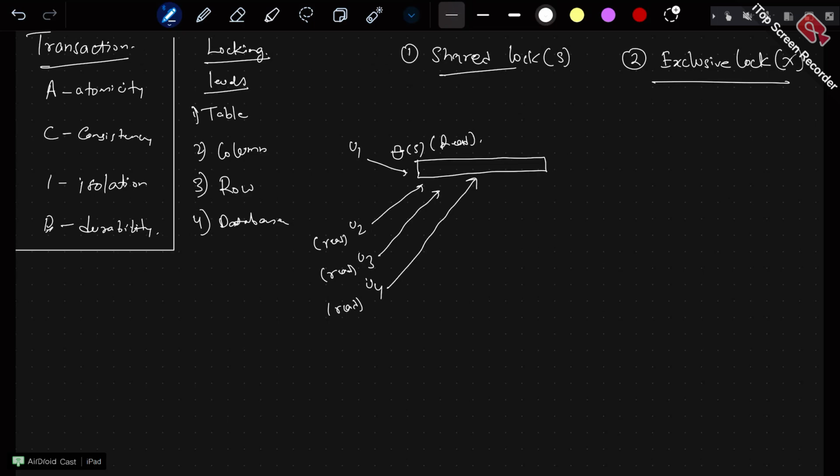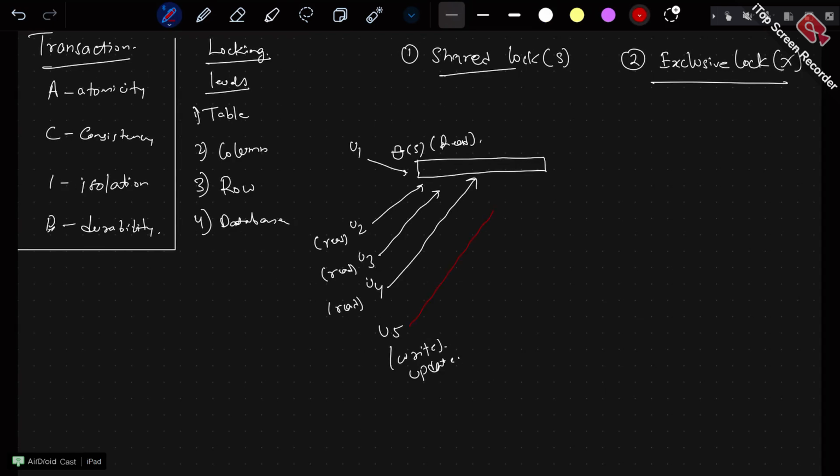If a user 5 has come and is trying to update or write the data, that is not allowed. This is basically not allowed. They can read, but cannot write to it. That means it cannot alter the entire row. I have acquired the lock at the row level, so at the row level it cannot alter the entire row.